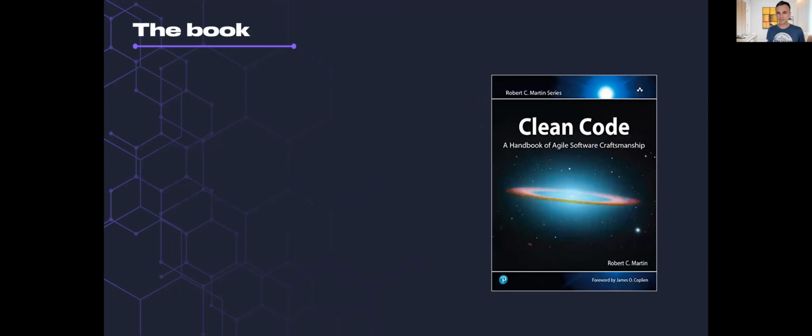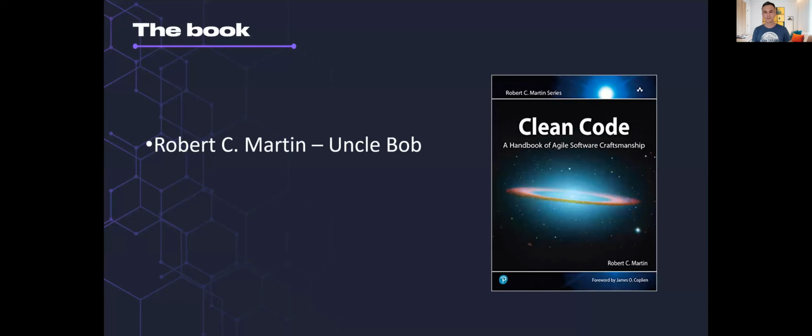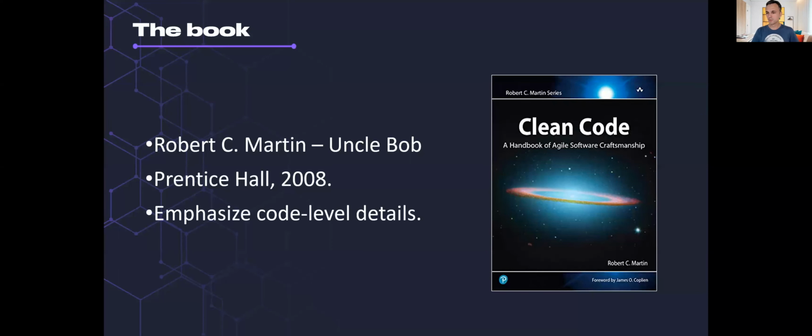So let's talk about clean code. First, I'll mention the book. The book was released in 2008 by Robert C. Martin, who is called Uncle Bob, by Prentice Hall. And it was not the first book on this topic. Before this book, there were some other books like Pragmatic Programmer or Code Complete during the 1990s. But this was the first book which emphasized the code level details.